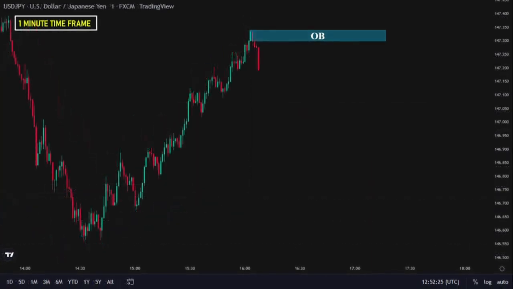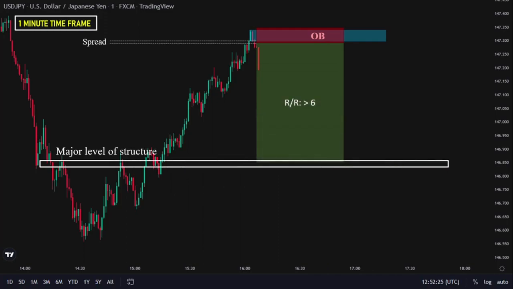As our last step, we should place our order a spread size below our 1-minute change of character order block, with stop loss being a couple of pips above the highest point of the area. And we set our take profit at this major level. In this scenario, with 2 pips spread on the USD-JPY pair, our stop loss is roughly 7 pips, and our potential reward is 45 pips. So our risk-to-reward ratio is more than 6.